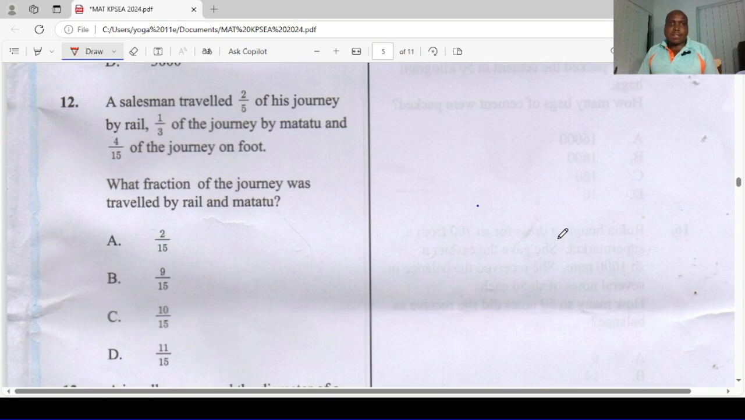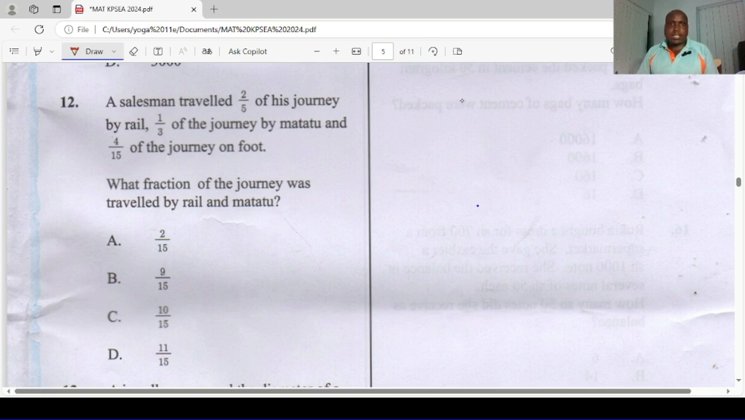A salesman traveled 2 over 5 of his journey by rail, 1 over 3 of his journey by matatu, and 4 over 15 of the journey on foot. What fraction of the journey was traveled by rail and matatu?